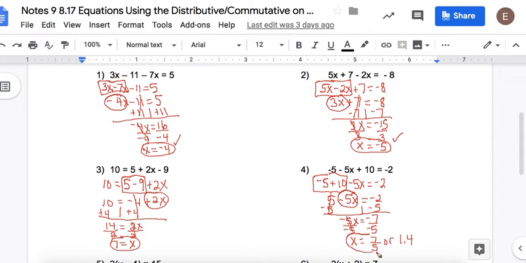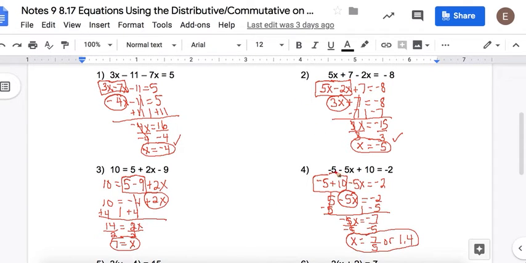So anytime your answer does not come out to be an integer, you can write it as a fraction. The only time you can write it as a decimal is as long as it doesn't repeat. Okay? If it repeats, then you have to write it as a fraction. We'll come across one later in these notes.